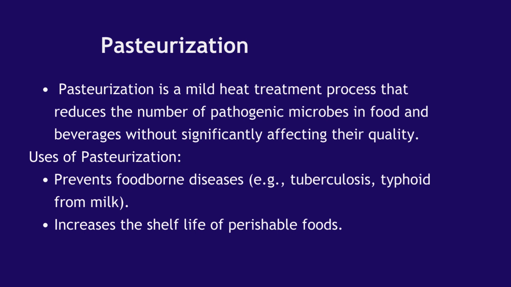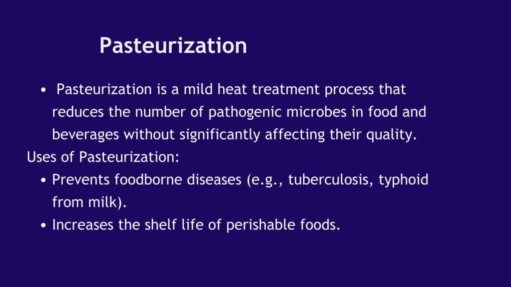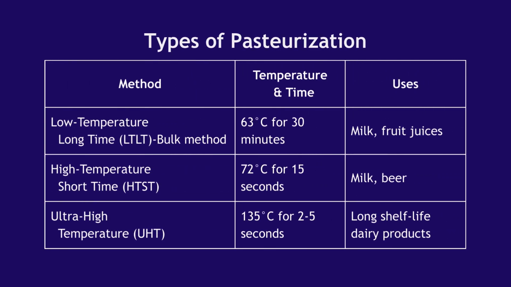Uses of pasteurization: prevents foodborne diseases, e.g. tuberculosis, typhoid from milk. Increases the shelf life of perishable foods. Types of pasteurization: low temperature, long time, LTLT, bulk method, 63 degrees Celsius for 30 minutes, used for milk and fruit juices. High temperature short time, HTST, 72 degrees Celsius for 15 seconds, used for milk and beer. Ultra high temperature, UHT, 135 degrees Celsius for 2 to 5 seconds, used for long shelf life dairy products.